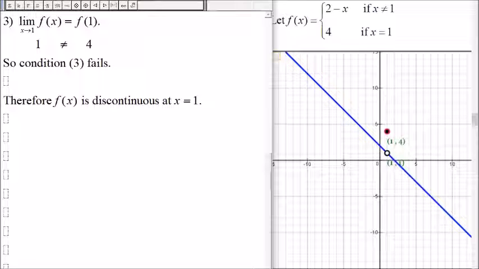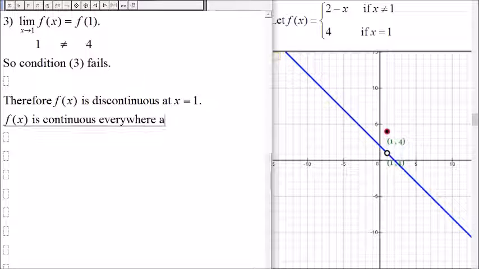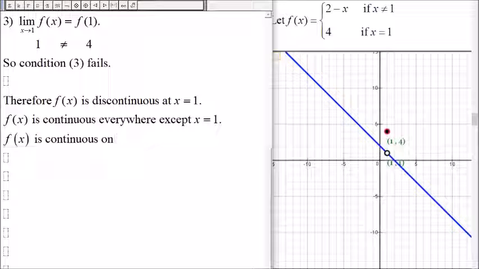But other than that, f of x is continuous everywhere except x equal to 1. And this is how we write it using interval notation. It'd be negative infinity, comma 1, and then union 1, comma infinity.